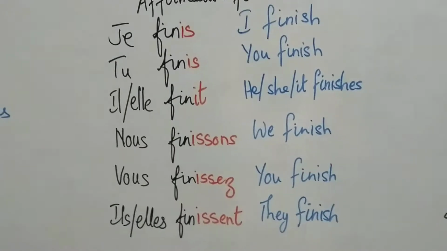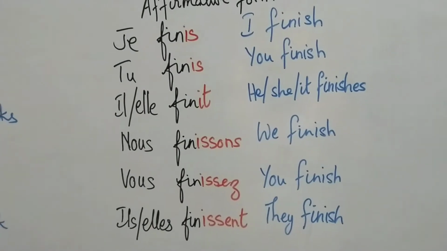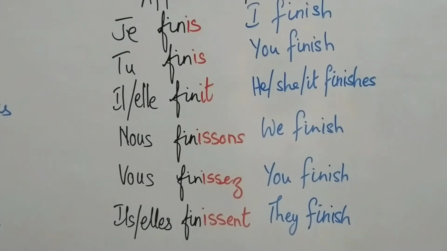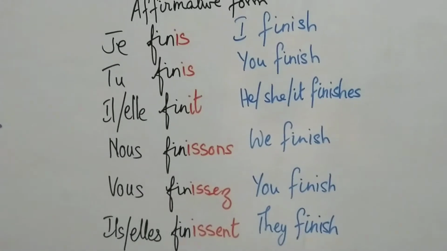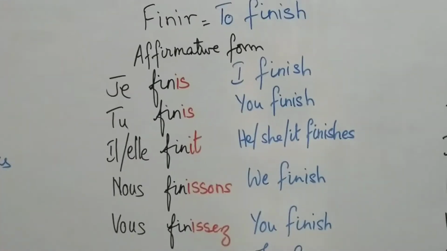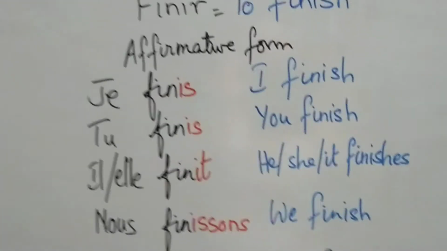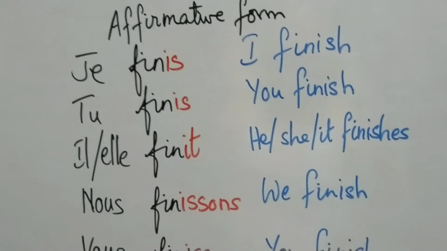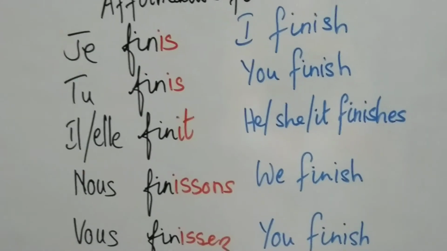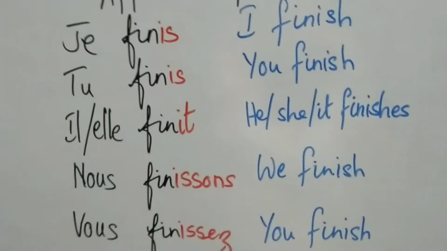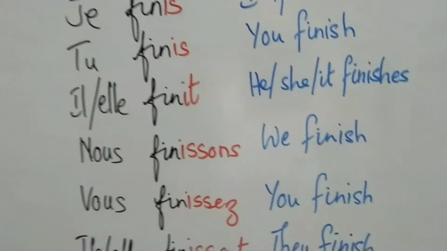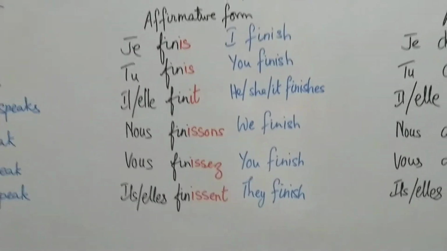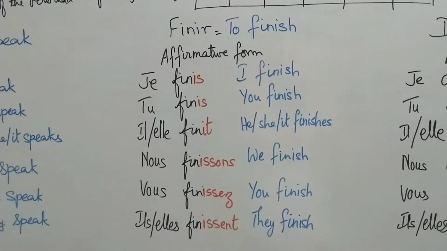Now what endings have I added? I have added those red lettered endings. IS, IS, IT, ISSONS, ISSEZ and ISSENT. So the present tense of the verb finir will read je finis, which means I finish, tu finis, which means you finish, il or elle finit, which means he, she or it finishes, nous finissons, we finish, vous finissez, you finish, and ils or elles finissent, which means they finish. So this is the present tense of the verb finir.